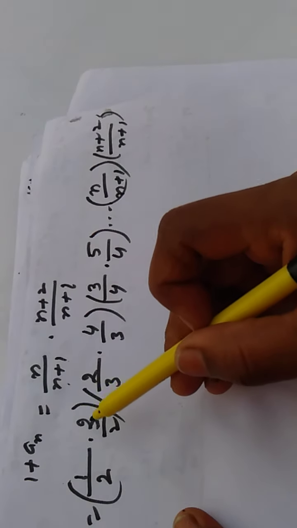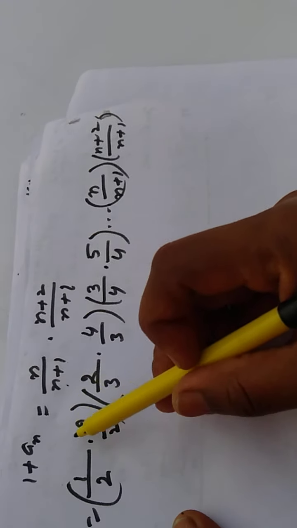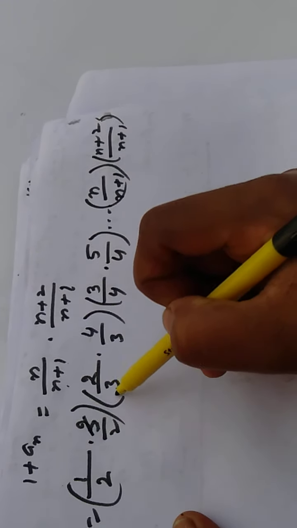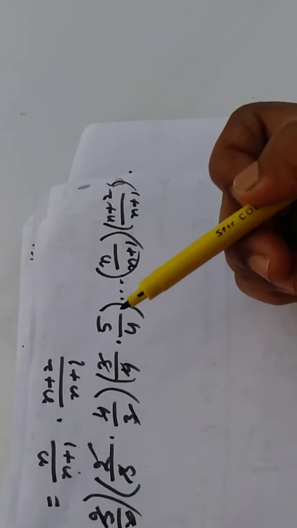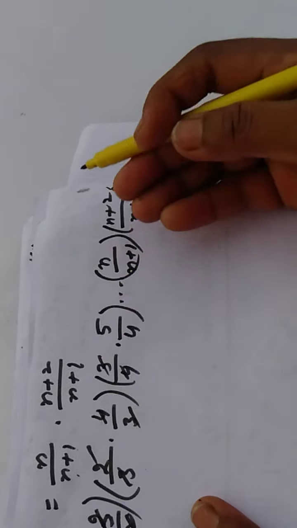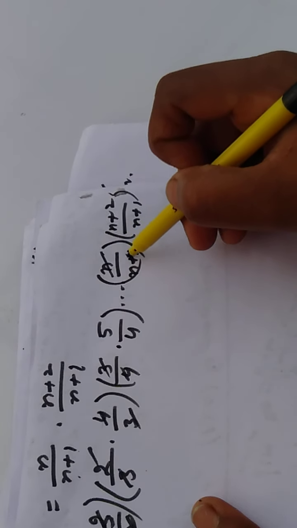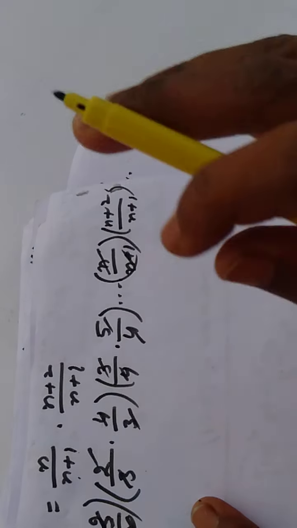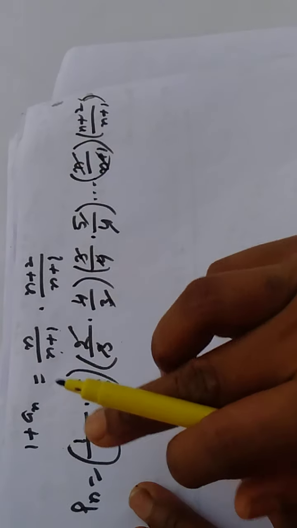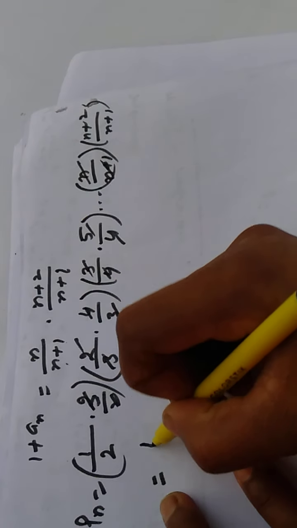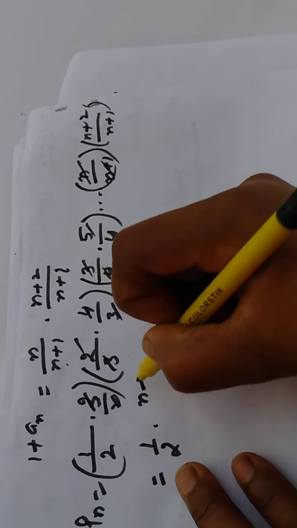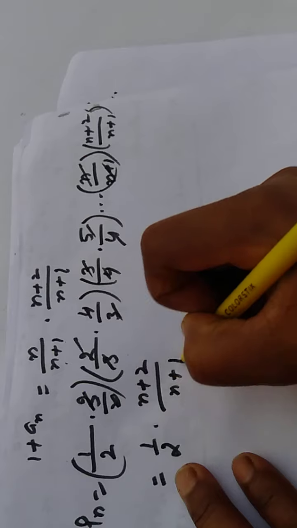See carefully what we have. This factor gets cancelled out with the help of this factor. Then this factor will get cancelled out. This will be cancelled out with the next factor, and in the last this factor will get cancelled out with the previous one. So this is exactly the same as a telescoping series. So it is 1 by 2 into (n plus 2) upon (n plus 1).